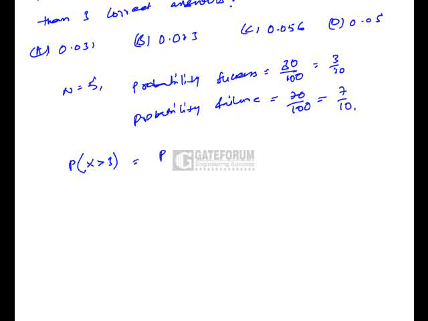So which is nothing but P of X is equal to 4 plus P of X is equal to 5. We solve this by using binomial distribution. P of X is equal to r is given by nCr into p power r into q power n minus r.